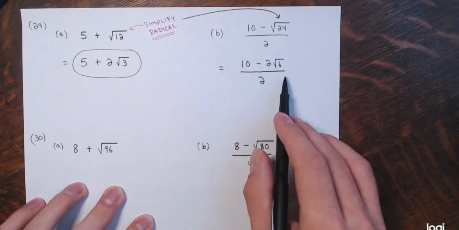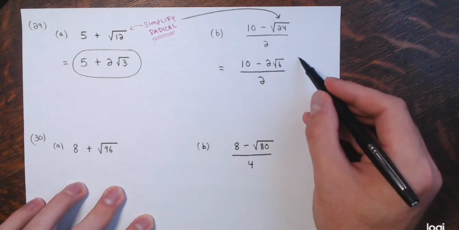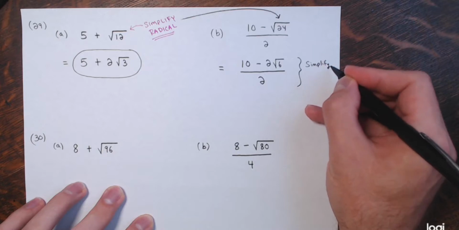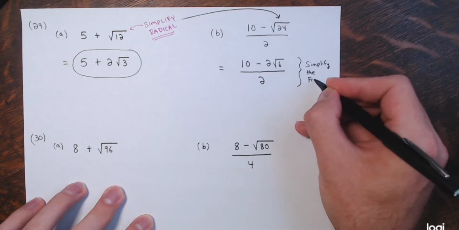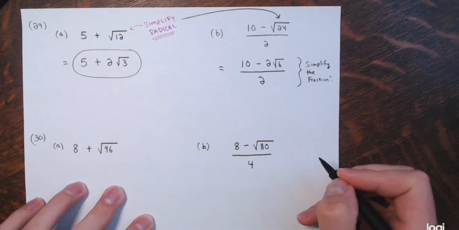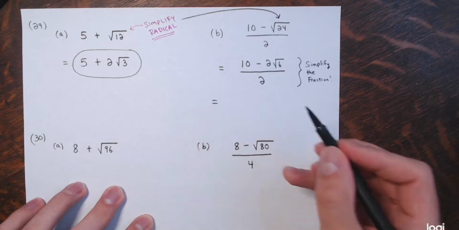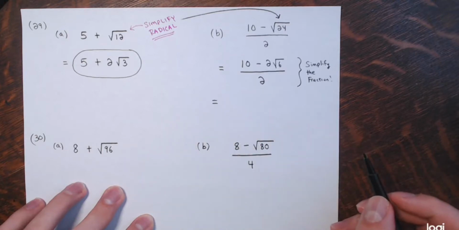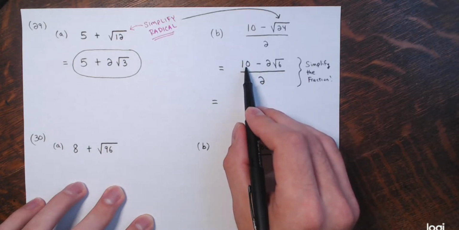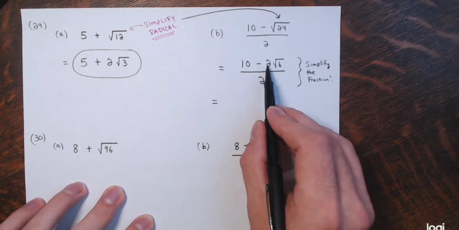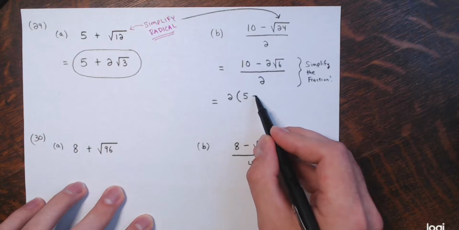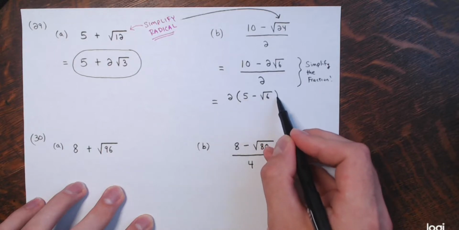Now this is great and everything, the radical is simplified, but now let's simplify the fraction. Also, you should be simplifying everything you see. I hope you remember how to simplify a fraction: you factor the numerator, factor the denominator, and cancel any common factors. Look at the terms of the numerator. This is 2 times 5, right, 10, and this is 2 times the square root of 6. So I could factor a 2 out of the numerator, and I'd be left with 5 minus the square root of 6.